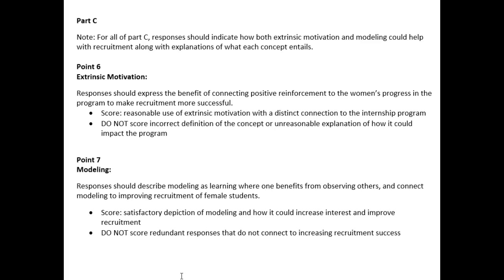And then the students who don't receive a score point might have redundant information. They may just say modeling several times and say the same thing in a separate way, or the student may not connect the idea of modeling to the actual example that's given with the females being recruited into the engineering program.